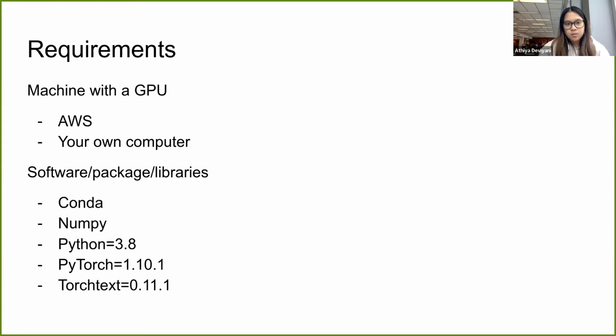To do this assignment, you would need a machine with a GPU. So you can use AWS or you can use your own computer if you have a GPU, and you'll have to install some Python packages for this assignment.